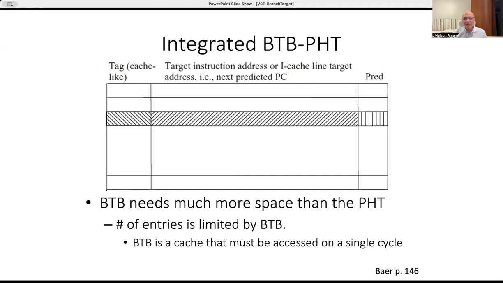And when I make this integration, the number of entries in the PHT will have to be the same as the number of entries in the BTP. And of course, I must access the BTP in a single cycle as well. So that also limits the size of the BTP. So that's the main limitation of that design.